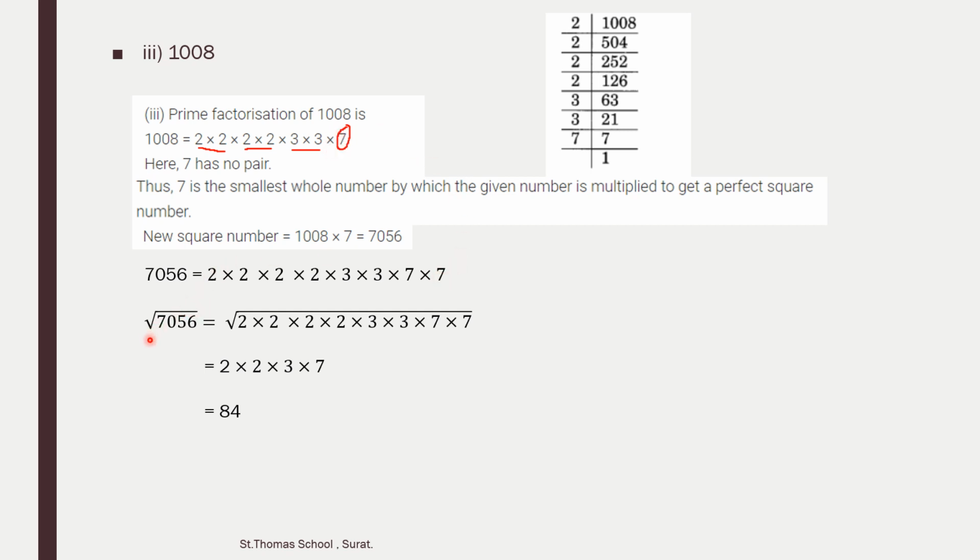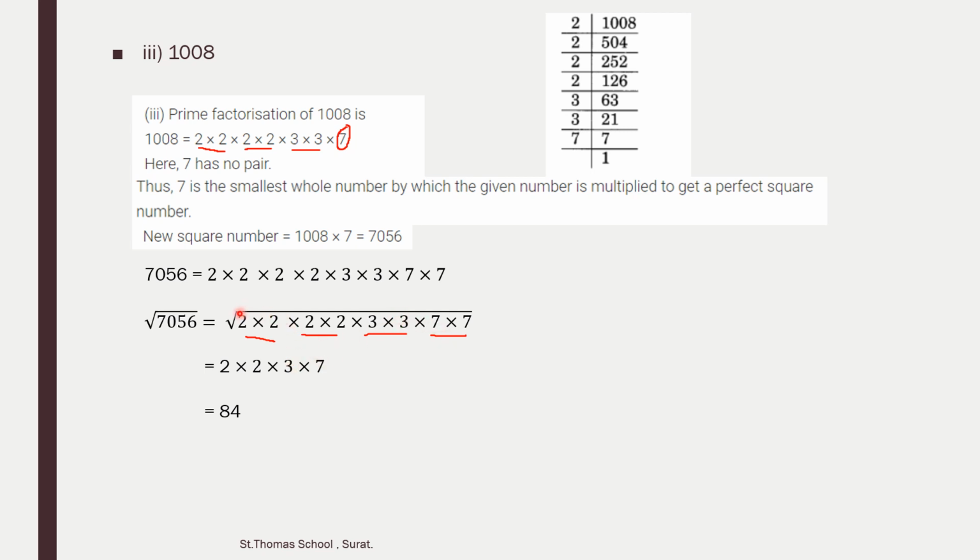So the square root of 7056 is equal to, you have to put the square root again and write the same number. Now you have to take the pairs of 2s. So 2 times 2, that means 1 time you have to write. Again 2 times 3, 2 times 7, again 2 times. So outside the square root you have to write 1 time: that is 2 multiplied by 2 multiplied by 3 multiplied by 7.